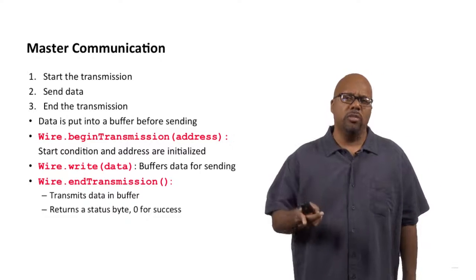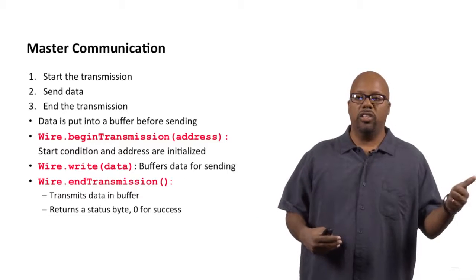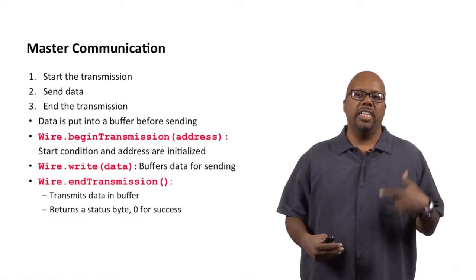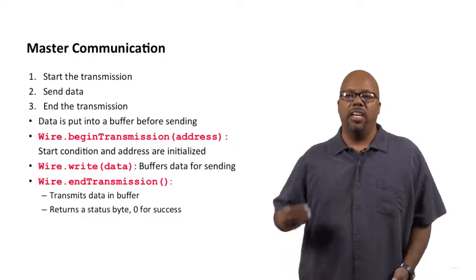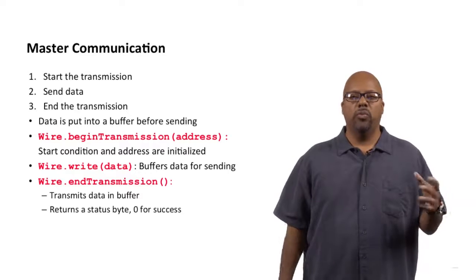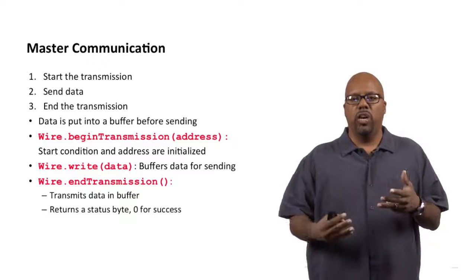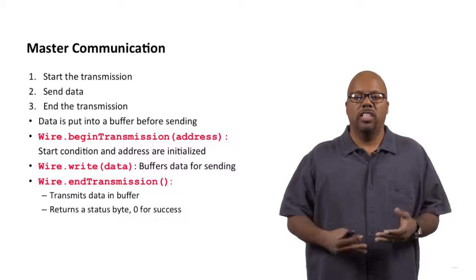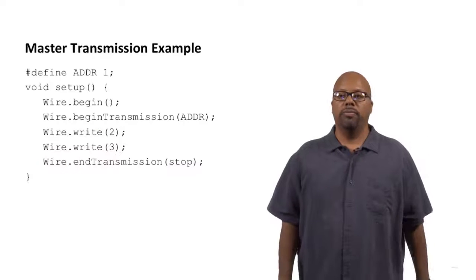So when you call endTransmission, it takes all the data that you wrote, it creates a start condition, it sends the address, then it sends all the data in the buffer, and then it creates the stop condition. Basically all of your transmissions are going to happen like that. There's going to be a beginTransmission, then a bunch of writes if you're doing a write transaction, and then an endTransmission. And that's it. It's pretty straightforward from a coding point of view.